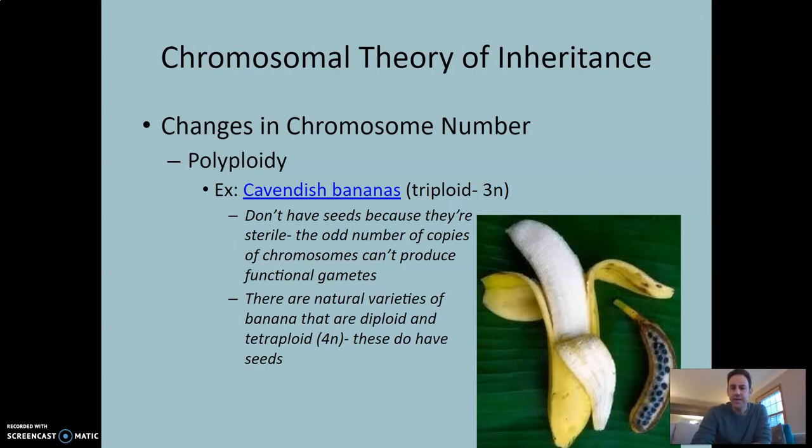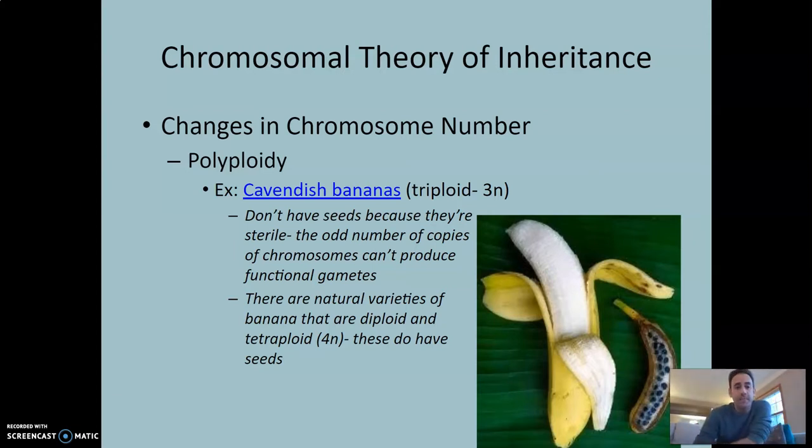The Cavendish banana is in trouble. It turns out that these bananas don't have seeds. And that's because they have an odd number of copies of chromosomes. You can imagine if at metaphase 1 of meiosis, if you line up 3 copies of the chromosomes, you can't split evenly, right? 2 are going to go one way, 1 is going to go the other, and so then the gametes aren't going to be able to recreate the 3N necessarily.